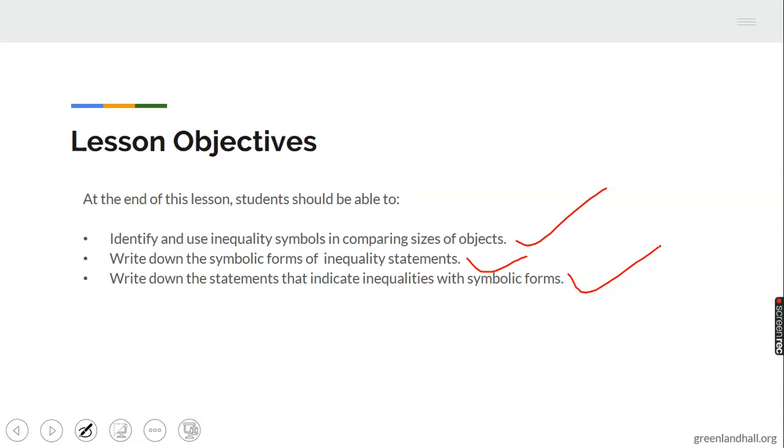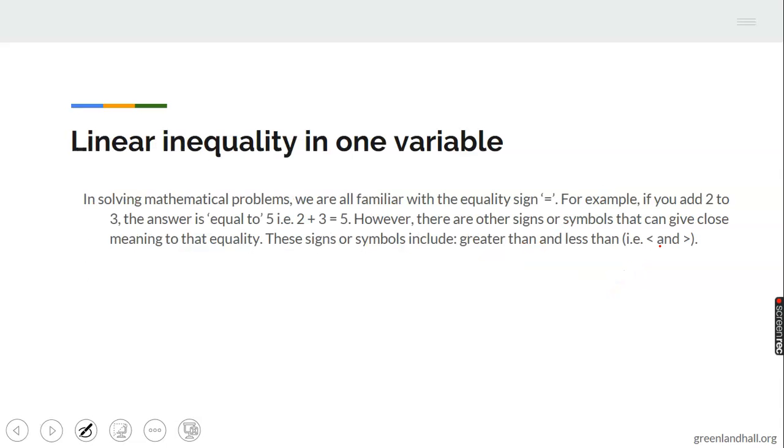From the word inequality, inequality means not equal. We talked about simple equation in the last class. Simple equation means equal to, when an algebraic expression equals a particular constant, maybe 0, 2, or anything. That is what we call equation. But this one is inequality. That is, it is not equal.